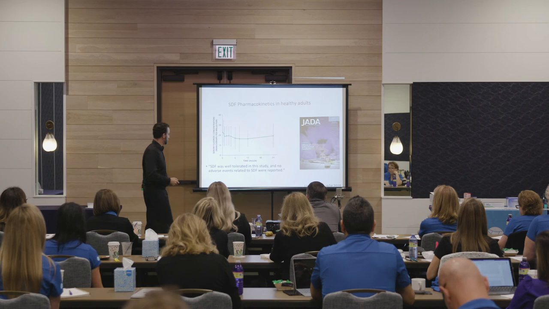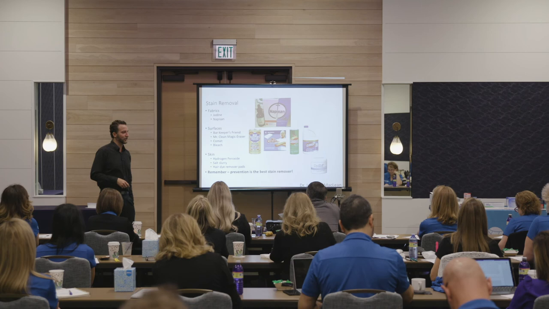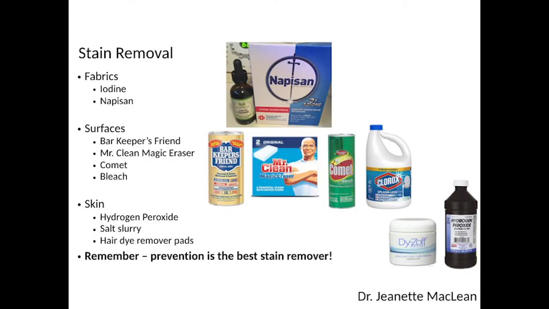Okay, if you get stains, one of my take-homes is always that silver fluoride stains the crap out of everything. Jeanette McLean has been the maven of putting all of this together. There are a lot of different materials that we can use to help get the silver stain off of fabrics or surfaces or skin. Hydrogen peroxide is really the big go-to for skin stains. There's also a product called Napisan. You have to order this stuff from Australia. I got it. It works. It helps get rid of stain on fabric.